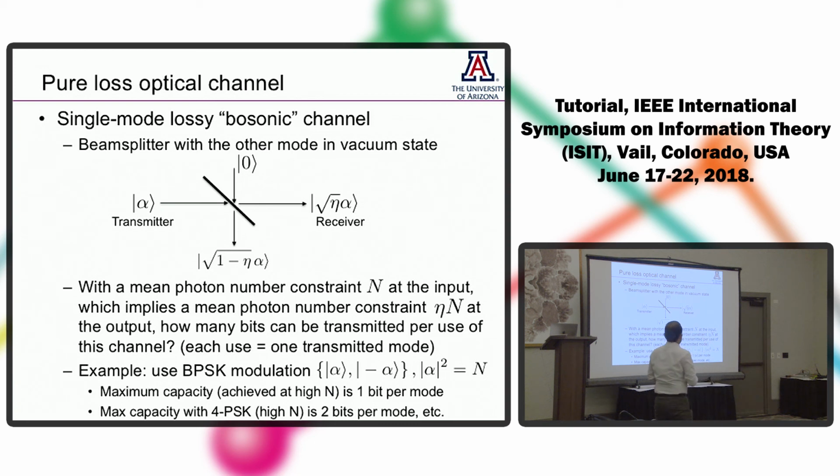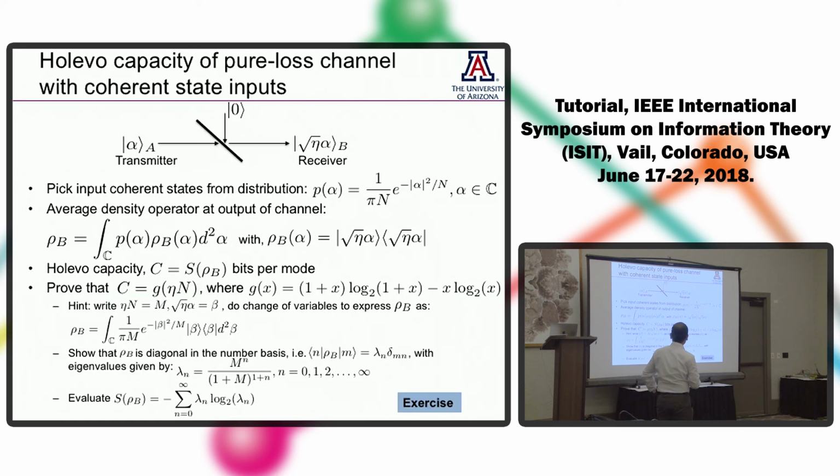Okay, so let's now move away from the pure identity channel. If you have loss in your channel, it can be modeled by a beam splitter. So if I send alpha, you will get square root of eta times alpha at the output. Now the nice thing is that with loss, a coherent state remains a coherent state. So if I send n photons here, I'll get eta n photons at the output. So I can simply talk in terms of the received photon number. I don't have to talk in terms of the input photon number.